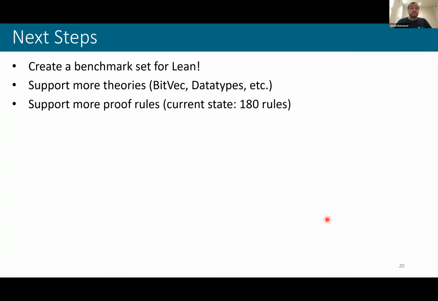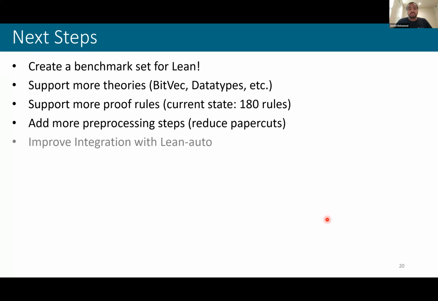We also need to support more proof rules. Currently we support 180 rules, but as I've shown you before, there are more than 500 rules. So we're in the process of supporting more of what CVC5 can generate proofs for. And of course, there is always going to be some work that needs to be done in terms of pre-processing to reduce the paper cuts. And finally, we'd like to improve our integration with lean-auto.